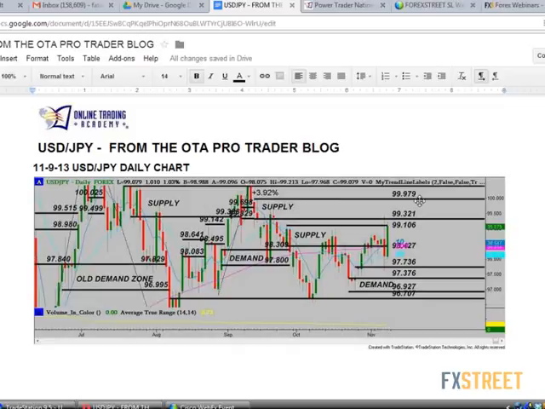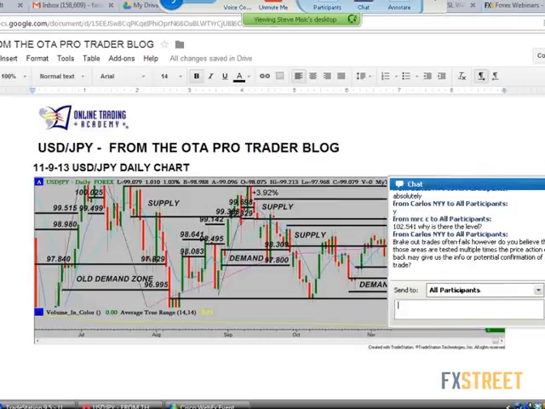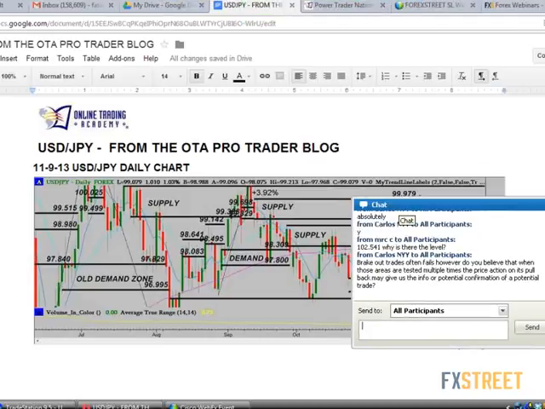So question from Carlos is, breakout trades often fail. However, do you believe that when those areas are tested multiple times, the price action on its pullback may give us info on a potential confirmation of a potential trade?